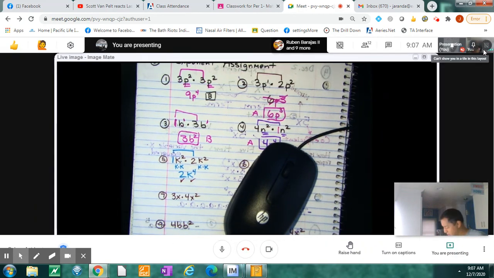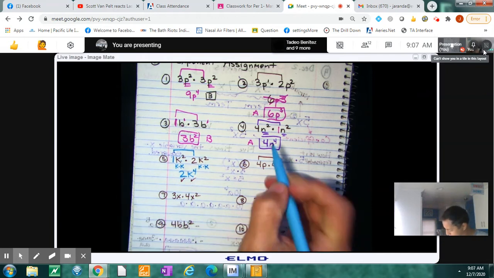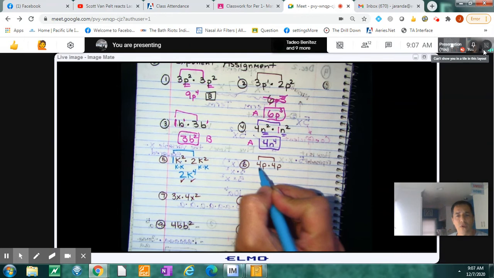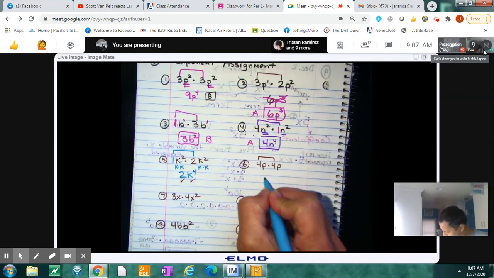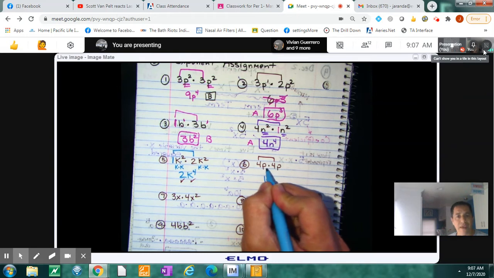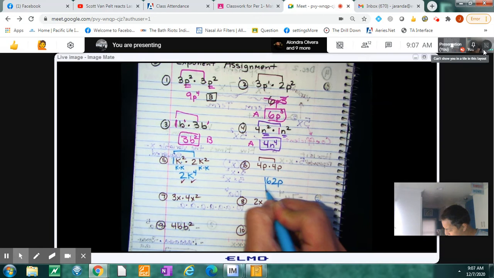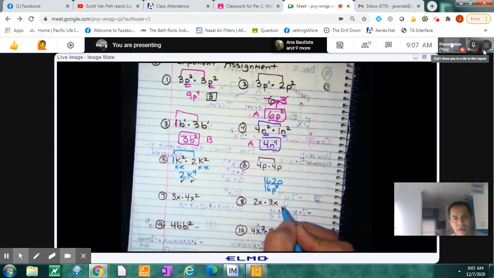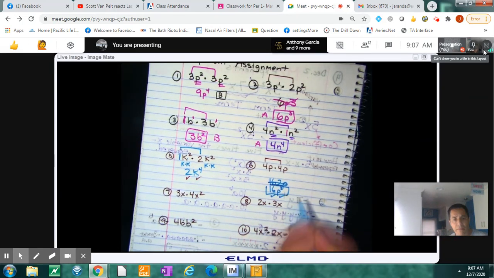Like Isaiah, what's 4 times 4? 16. So I have 16. And then p times p, is it 2p? Or is it 16p to the power of 2? Yeah, 16p to the power of 2. So there's your answer. If you got both of them right, put a little check.